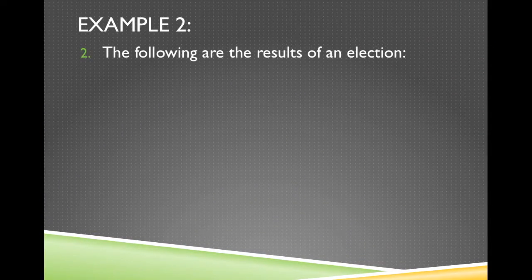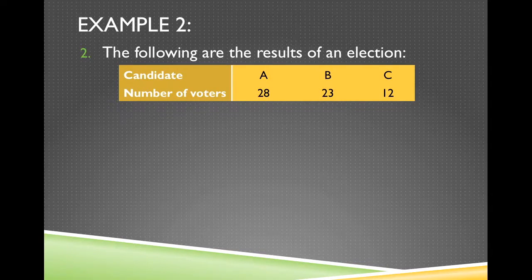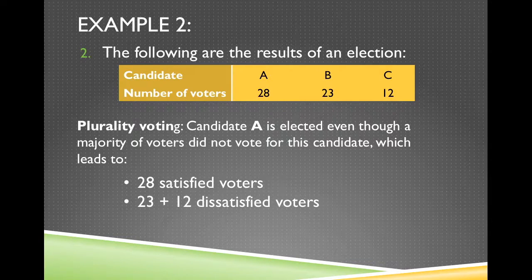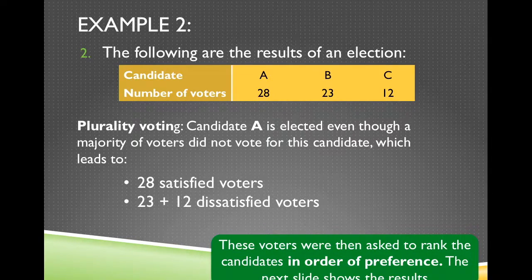In my second example, I have the following results of an election. In this case, I've got candidates A, B, and C, and those are the number of voters that voted for each of them. If we're talking about plurality, A wins, even though the majority of voters did not vote for this candidate. This leads to 28 very happy voters, 23 plus 12 not so satisfied voters. And so that's the case for this.